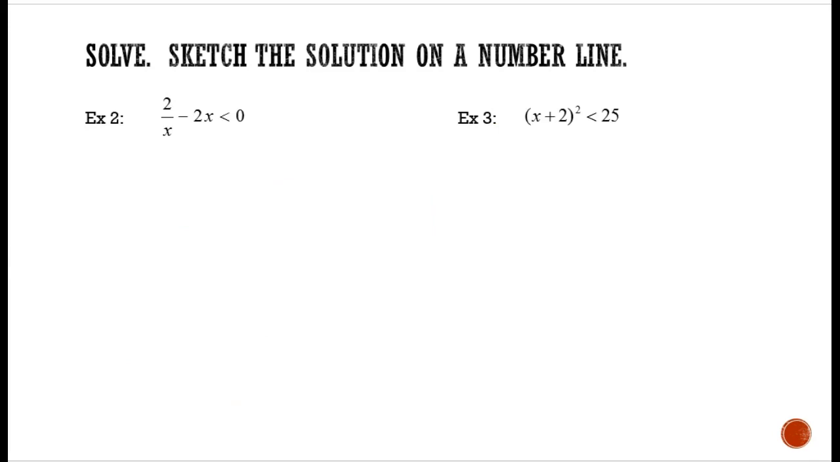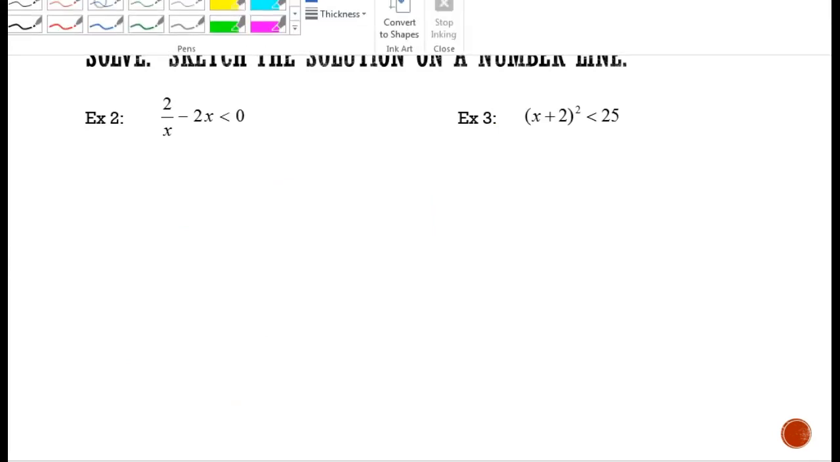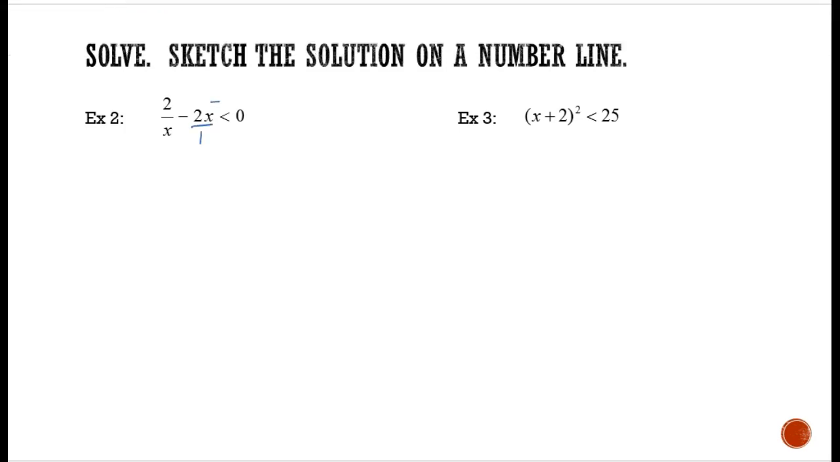All right, so let's try this first one. It's a rational equation, and we've got to get common denominators. First step. So to get a common denominator, I need to multiply this guy by x over x. So this becomes 2 minus 2x squared over x is less than 0. All right? So now we have put it in general form, meaning we've gotten the common denominators and we have a 0 on one side of the inequality. So we're good. We've done the general form thing.